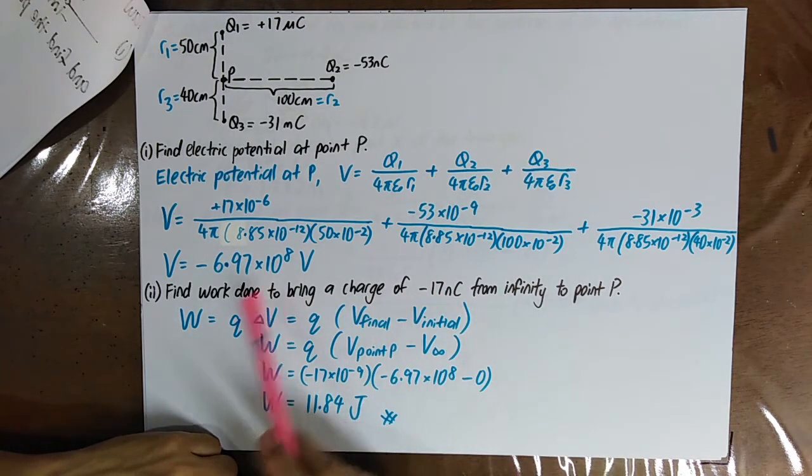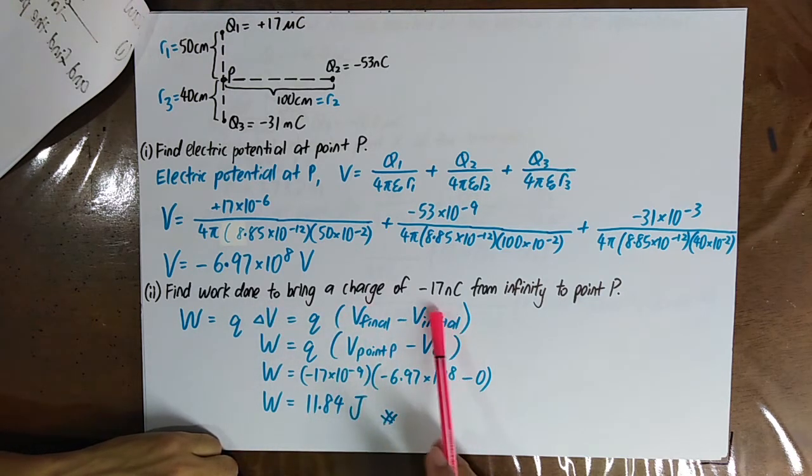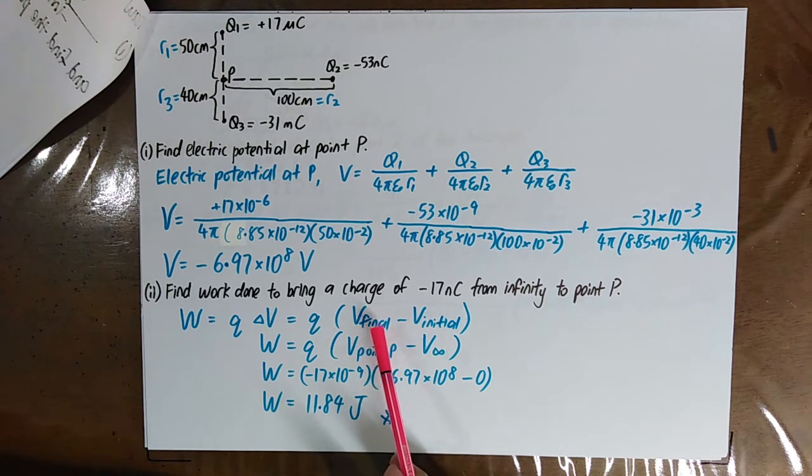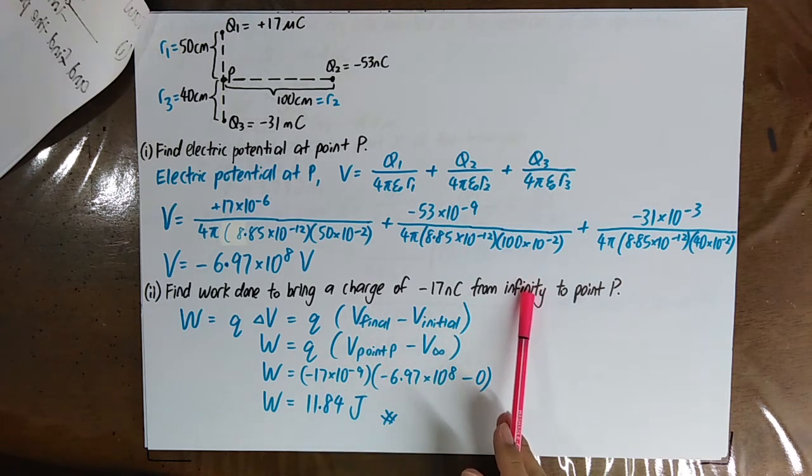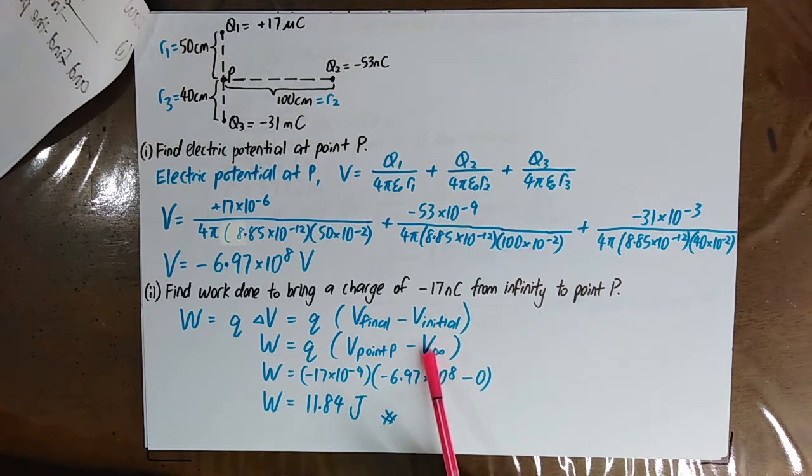Then you will say that the work done is equal to Q delta V, where the delta V is the difference between the potential, which is equal to the final potential minus the initial potential. Okay, the final point is point P. The initial point is from infinity away. When you know that it's infinity away, then the initial potential must be zero, because this is our human definition.